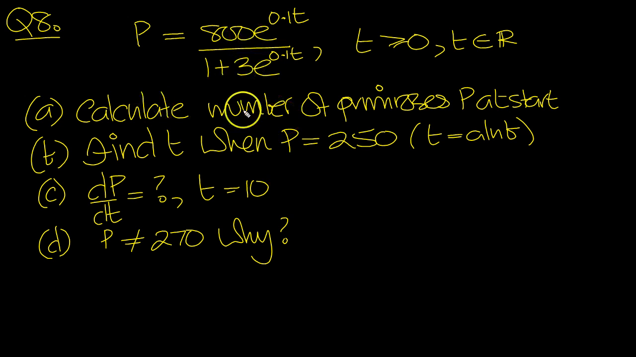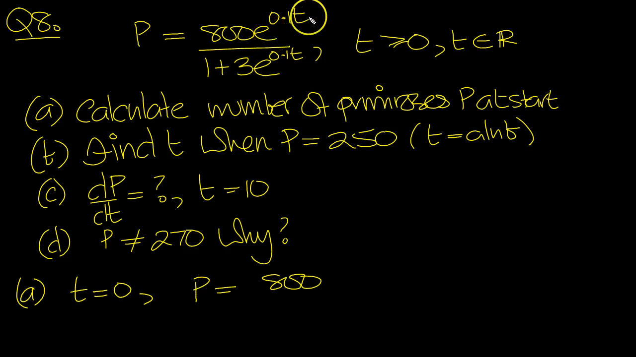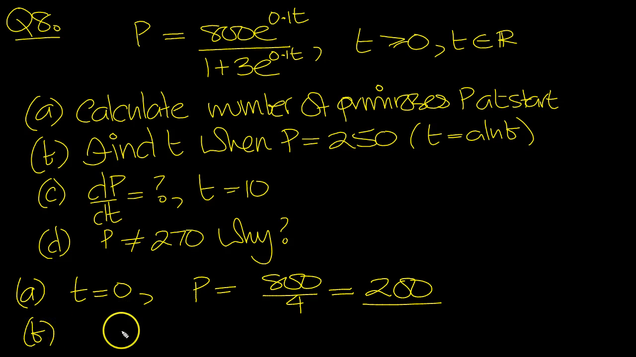So P is equal to this. Calculate the number of these primroses P at the start. So at T equals 0, P is equal to 800, e to the 0 is 1, so it's over 4, which equals 200 at the start. B, find T when P equals 250, so put 250 in then.